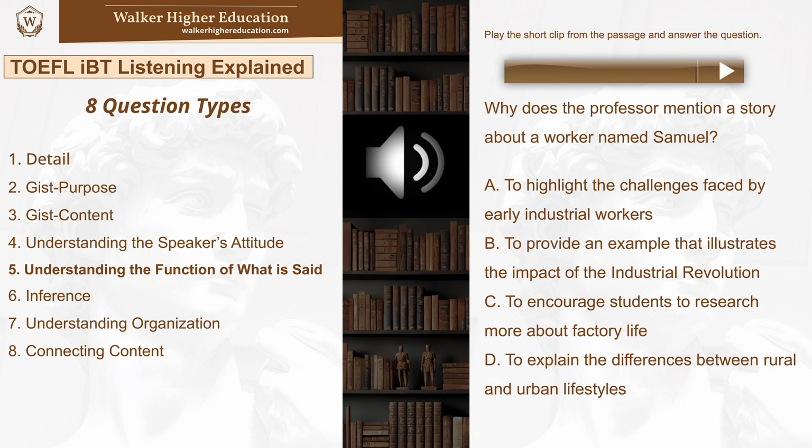Let me tell you a quick story about a worker named Samuel who lived in Manchester during this period. Samuel's life shows just how drastically people's daily routines were changed by new factory systems.